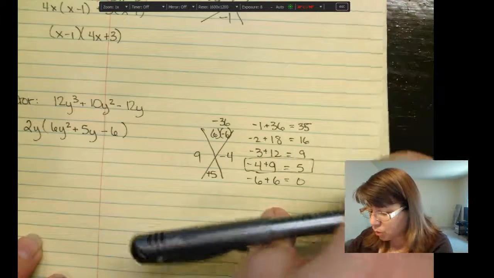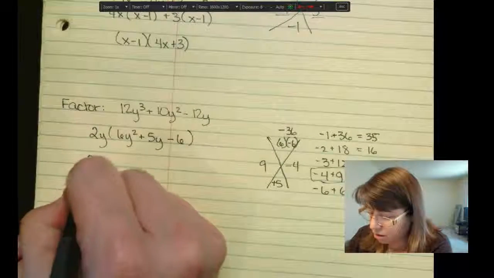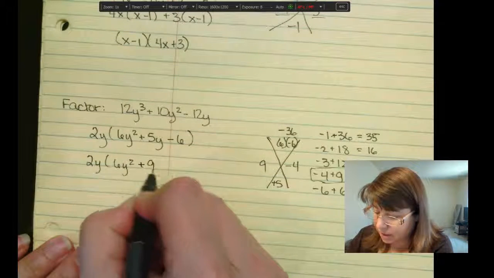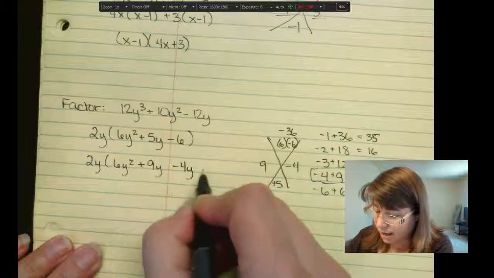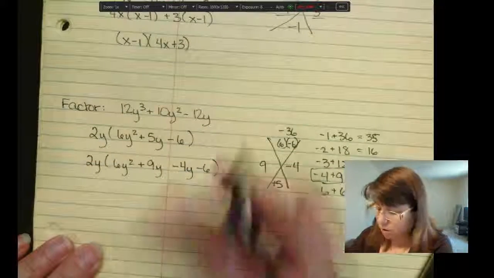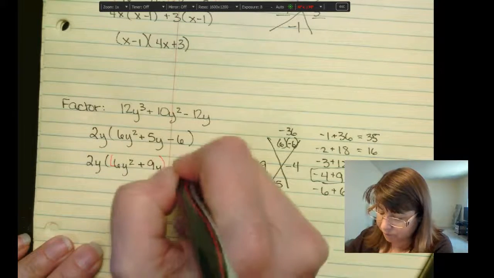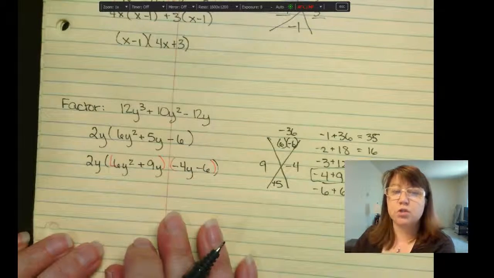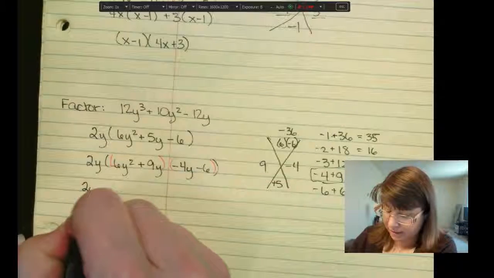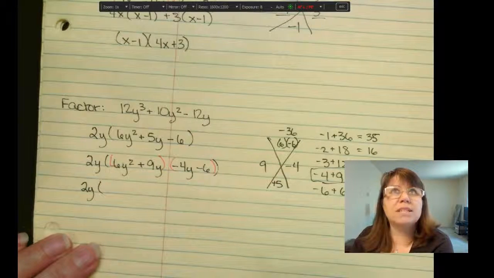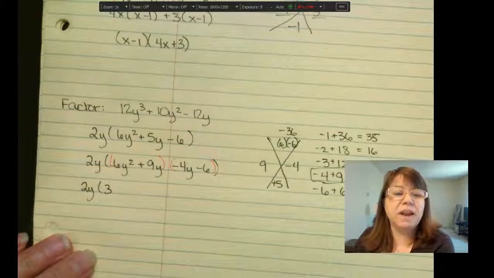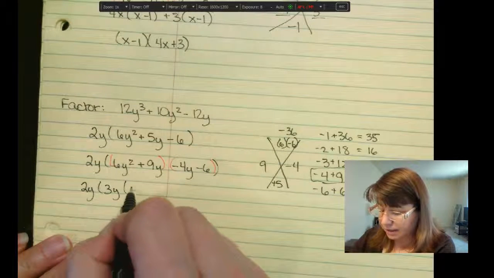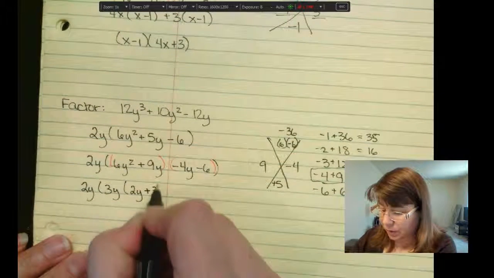So I'm going to just rewrite that middle term using the 9 and the 4. 6y squared plus 9y minus 4y minus 6. Again, I'm going to group them and pull out GCFs of both of these new two terms. 2y is going along for the ride. 6 and 9, the common factor there is a 3, and a y squared and a y is going to be a y. If I pull out a 3y, that leaves me 2y plus 3.